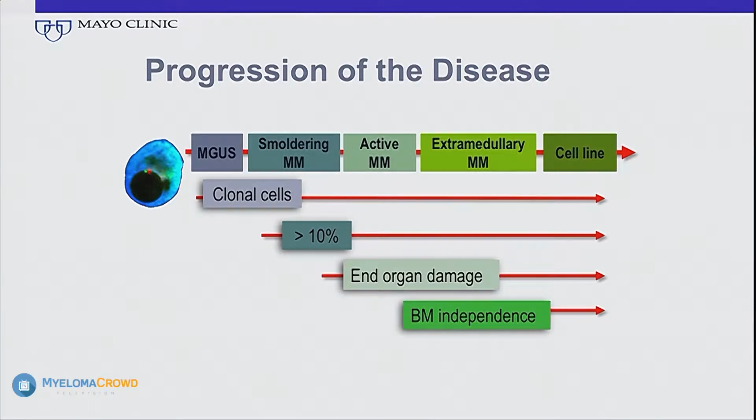Now, this is, as I mentioned, completely arbitrary. So if you have a person who has 11% plasma cells, 12% plasma cells, are they a smoldering or an MGUS? It really doesn't matter. It's about the same as if they had 9 or 8%. And this is sometimes easier to teach than it is to live by.